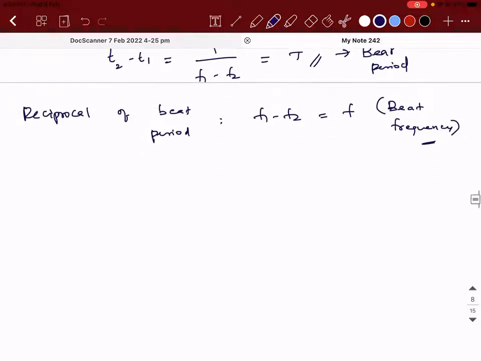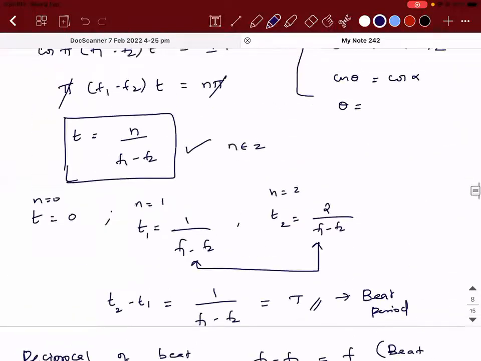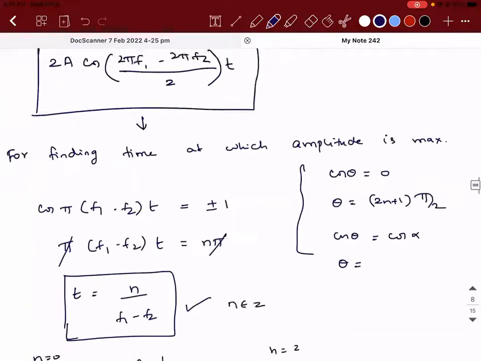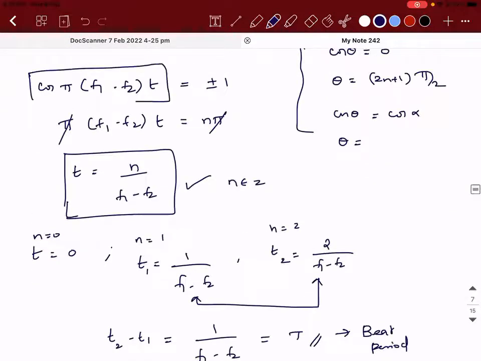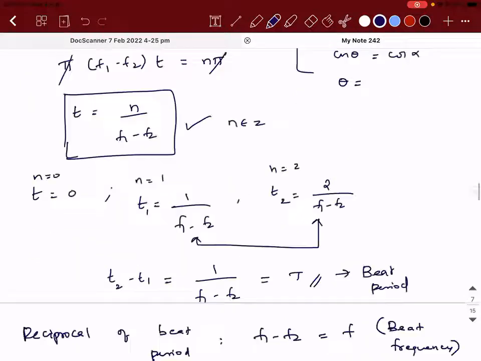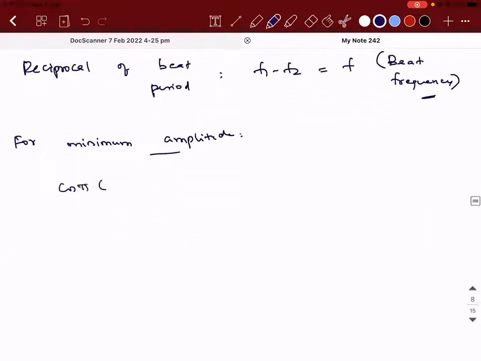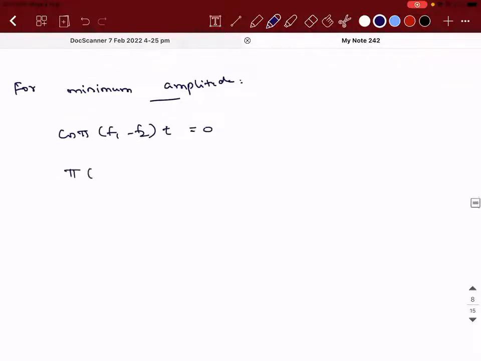Similarly, for minimum amplitude, this thing is there, no? Cos of pi into (f1 minus f2) into t should be equal to 0. Then pi into (f1 minus f2) into t will be equal to, at least for this, tell me the answer. If cos theta is equal to 0, what is the value of theta?